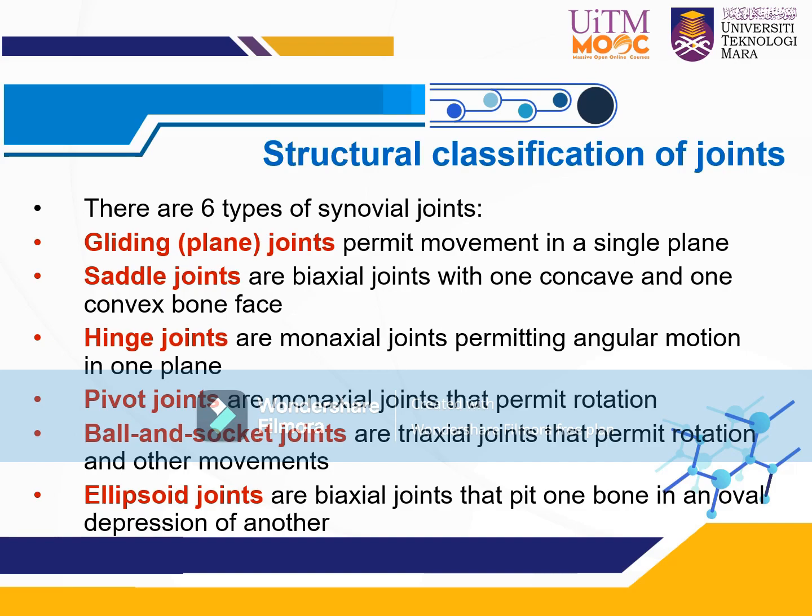Basically, there are 6 types of synovial joints, which are gliding or plane joints, saddle joints, hinge joints, pivot joints, ball and socket joints, and ellipsoid joints. Gliding joints allow movement in one plane and saddle joints are biaxial joints with one concave and one convex bony facet. While the hinge joint is a monaxial joint that allows angular movement in one plane. Pivot joints are monaxial joints that allow rotation. Then the ball and socket joint is a triaxial joint that allows rotation and other movements, and finally, the ellipsoid joint is a biaxial joint that clamps one bone in the oval depression of the other.